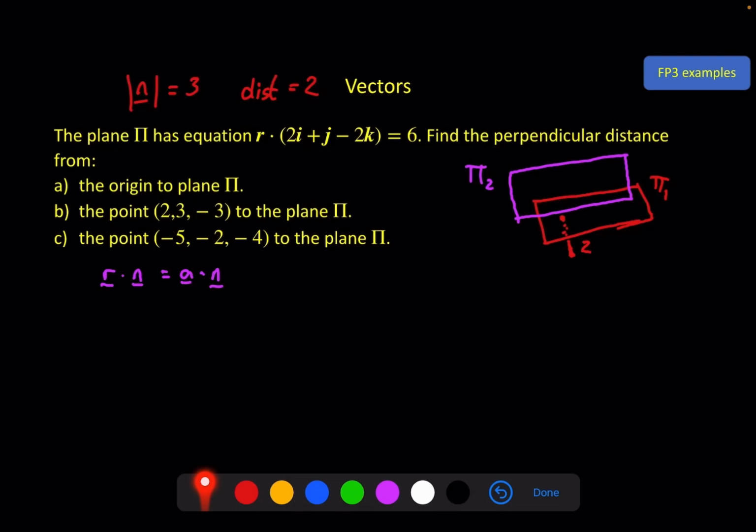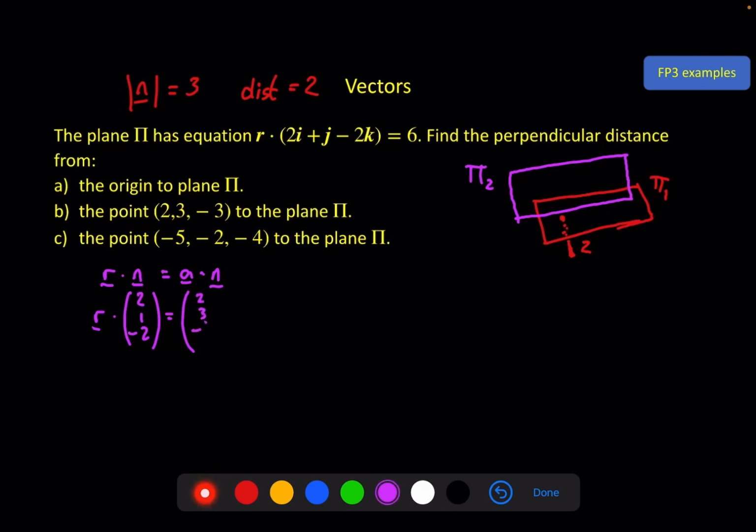And this is where the fact that the magnitude of the normal doesn't make any difference is very useful, because it's the same direction for both, therefore it's the same vector for both, because we only are interested in the direction of the normal. So I can use that same normal. So r dot (2, 1, minus 2) is equal to a, this is where it's different. A dot n for pi 1 is 6. But this point is on a different plane, so I'm going to use this point for my a in pi 2.